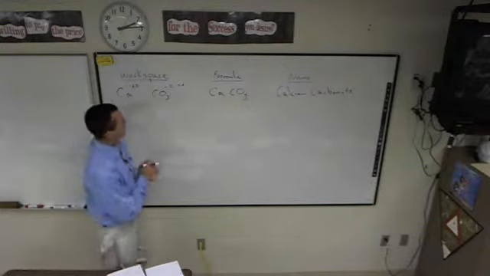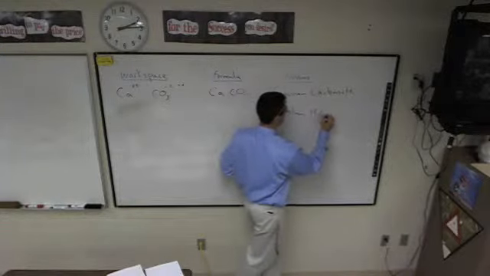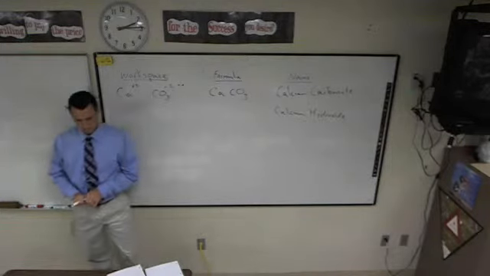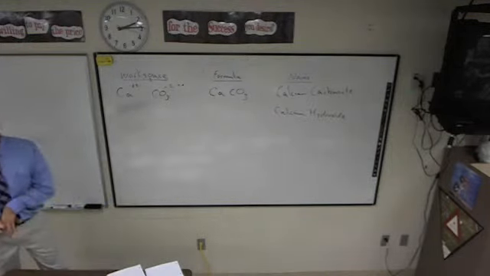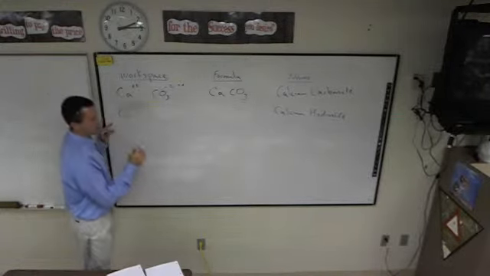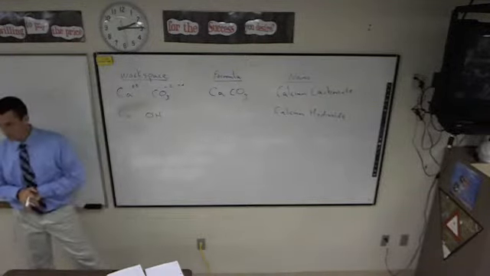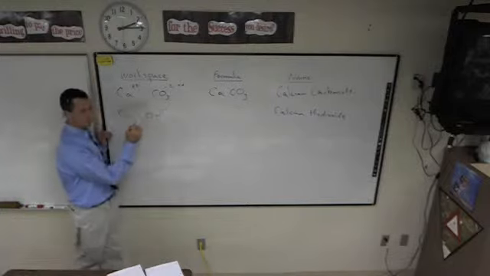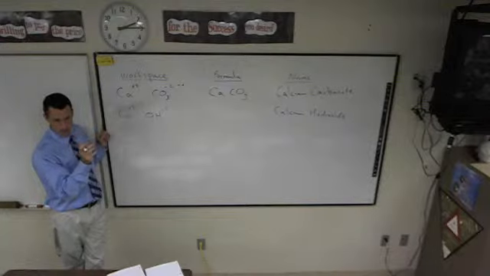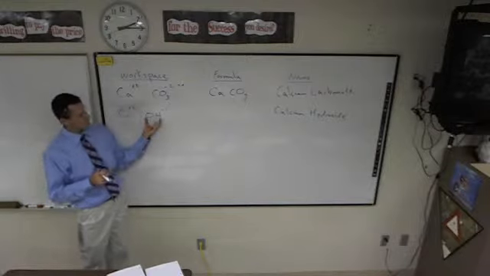All right, 2. The name is calcium hydroxide. What do we do first? Workspace. Calcium is Ca, and hydroxide is OH. What is OH's charge? Negative what? Calcium's charge? Does that equal 0? No. So how do we make that? Very good. We need 2 hydroxides.